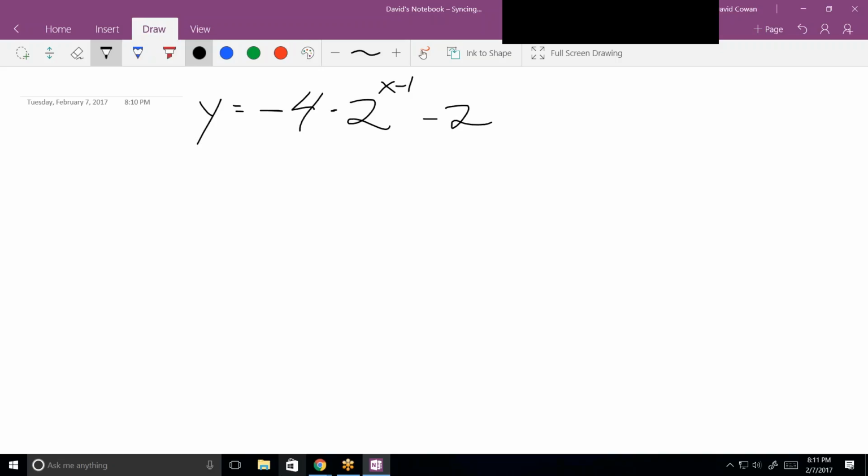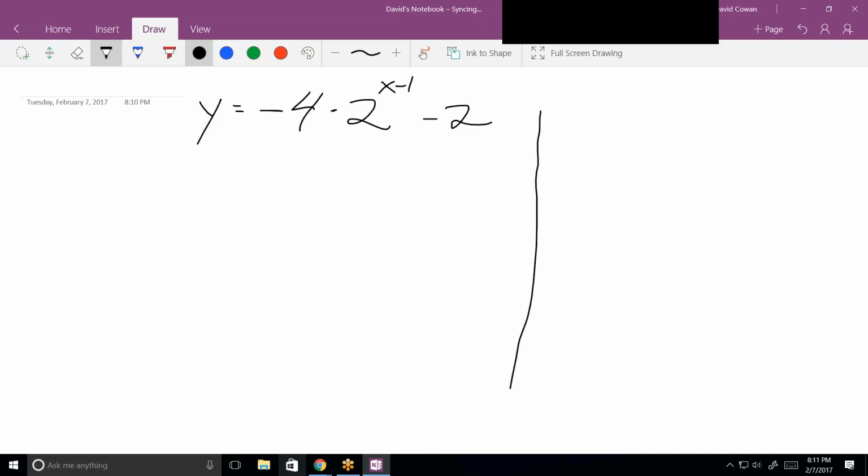Reflection over what? The x-axis. And the consequence of the 4? That'll be a vertical stretch. Right. It's outside the function, so it's vertical. It's greater than 1, so it's a stretch. What's the consequence of the minus 1? A horizontal shift to the right one. And the consequence of the minus 2? Vertical shift down 2.